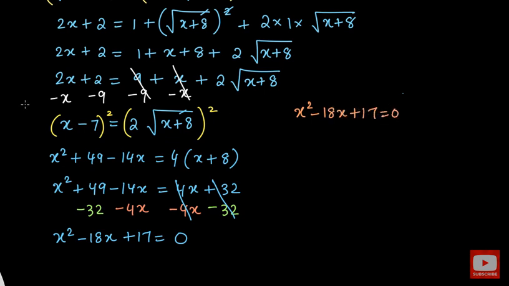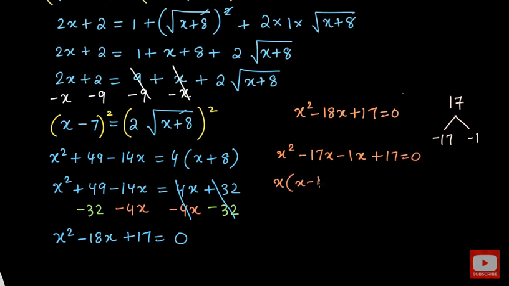Let us solve this by using factorization. So we have to take a look at this term 17. We have to find two factors of 17 which will give us the sum as minus 18. So we can straight away go for minus 17 and minus 1, because when we add them we get minus 18. So we have x square minus 18x can be split as minus 17x minus 1x plus 17 equal to 0.